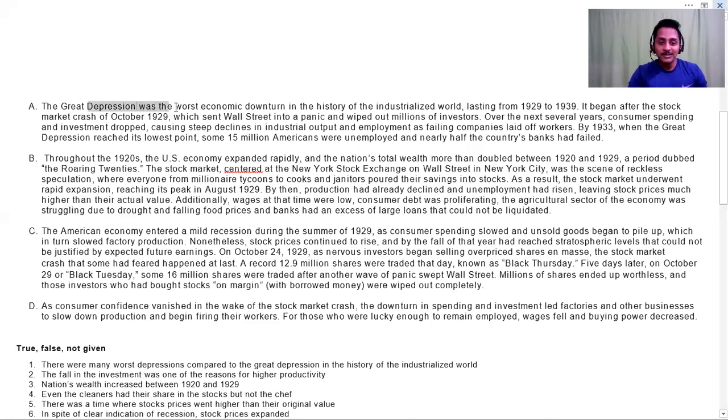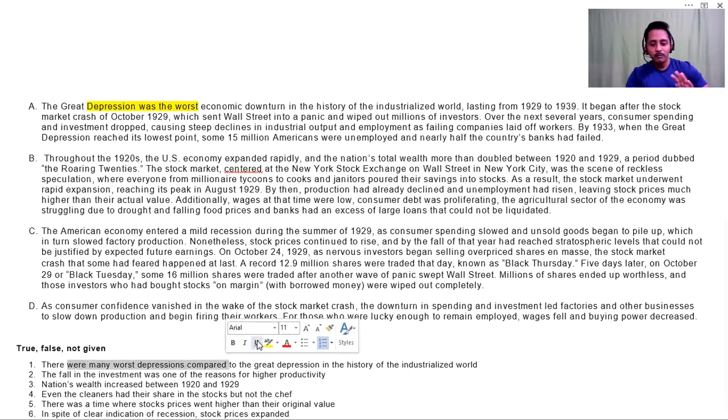Because it was the worst. It's only the two, best or the worst. During comparison, use the word better. Good, better, worst, best. The best, the worst. Superlative. There is none beyond it. There is no other worst economic downturn. There could be economic downturns, but none of them are as bad as this. There are many worse depressions compared to this? No, not possible at all. This is the worst economic downturn.